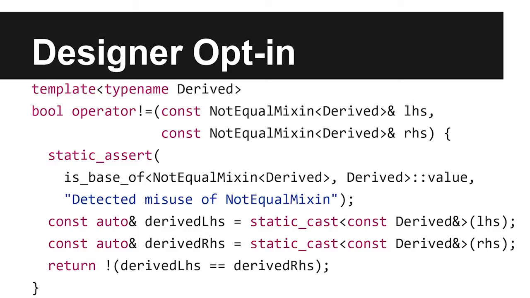The first line, where we give the function signature, we will accept anything that is a not equal mixin. And gadget inherits from not equal mixin, so it is a not equal mixin. Anything else is not in the club. Anyone else can't use this function. So inheritance with CRTP is a great way to say, only these people can call this function.